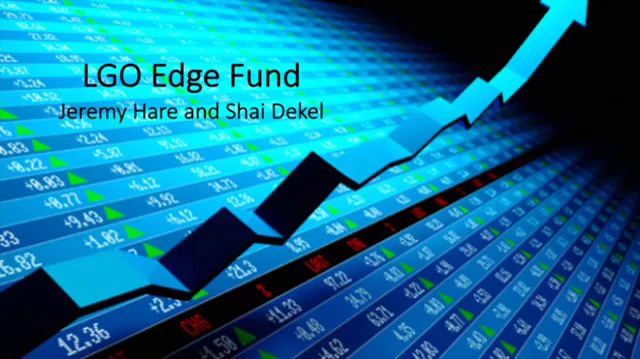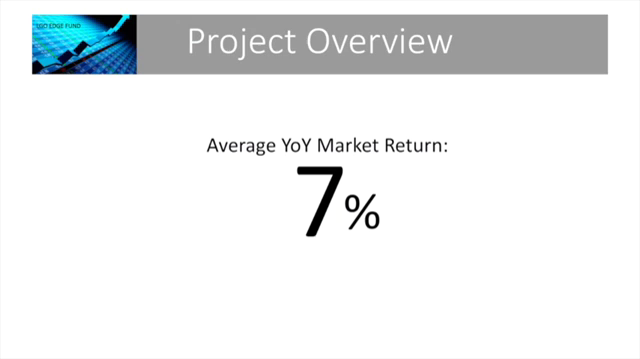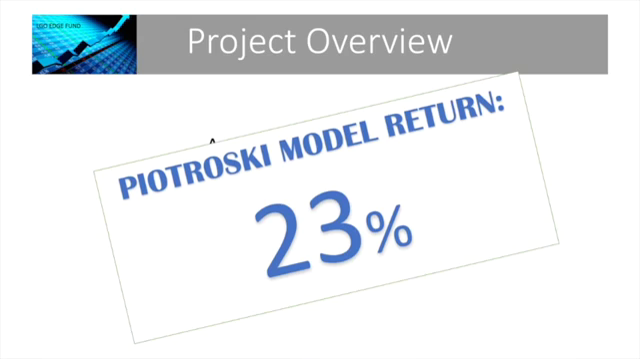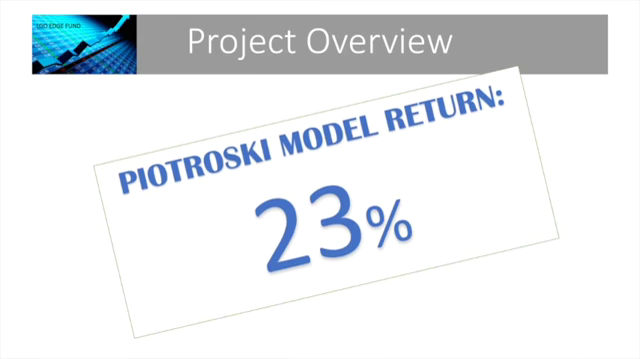So, to recap the impact of our model, the year-over-year average return of the stock market has been 7%. And we're betting our retirement plans on it. Piotrowski showed in a 2002 paper that over 20 years of historic data, investing in high book-to-market stocks could result in a 23% year-over-year return.